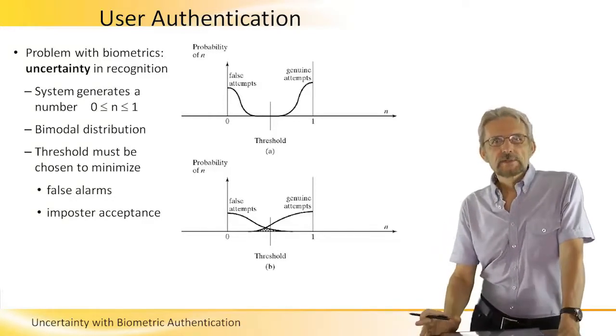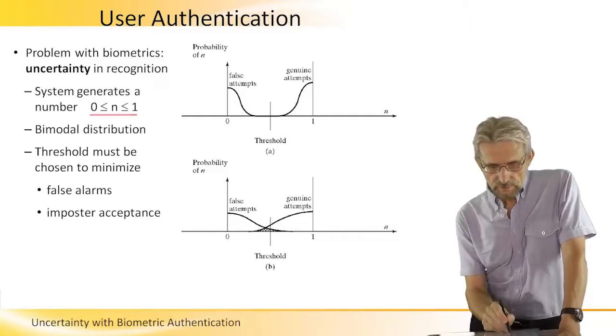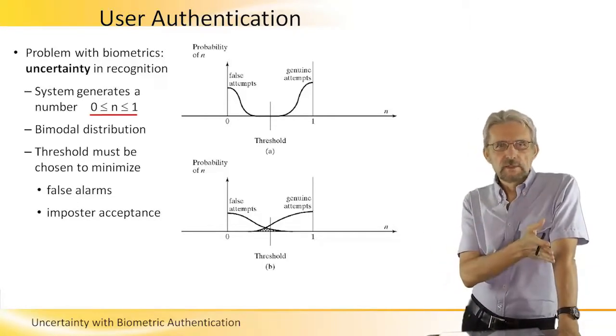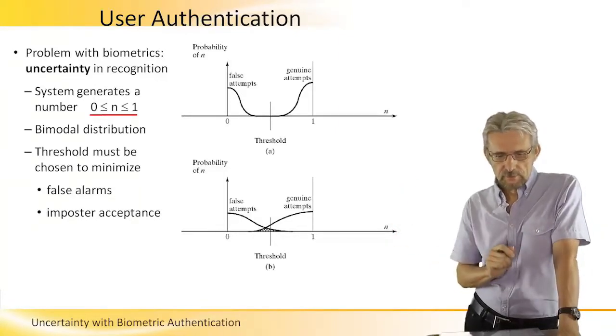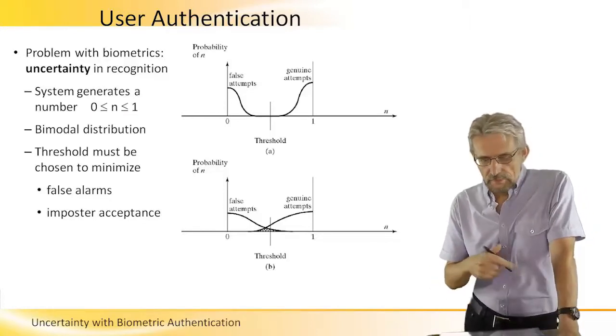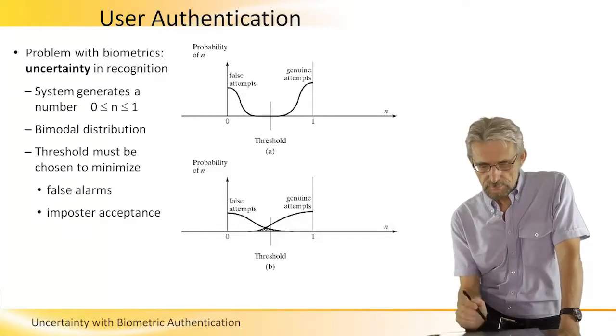Unfortunately, with the biometrics, it's never black and white. There is always some uncertainty. So the system is going to generate a number between 0 and 1. 0 is definitely an imposter, 1 is definitely a correct, valid user, but anything in between is subject to interpretation. And so you end up with a bimodal distribution, like in this picture.